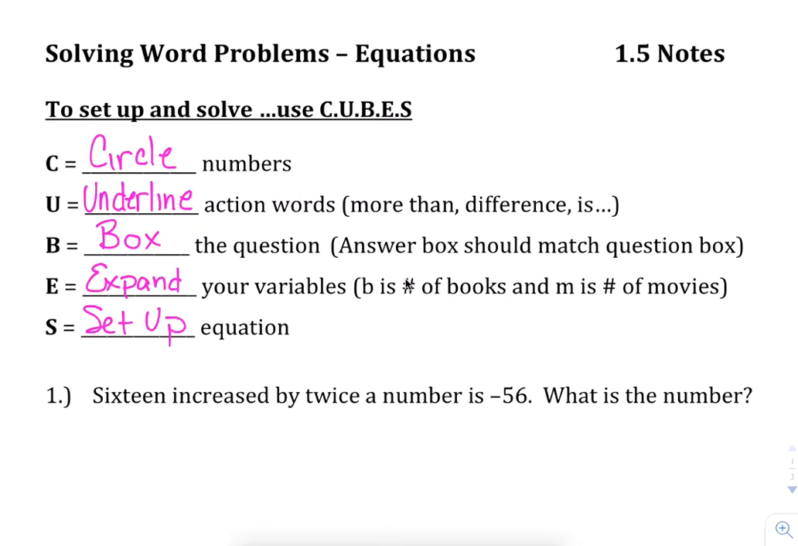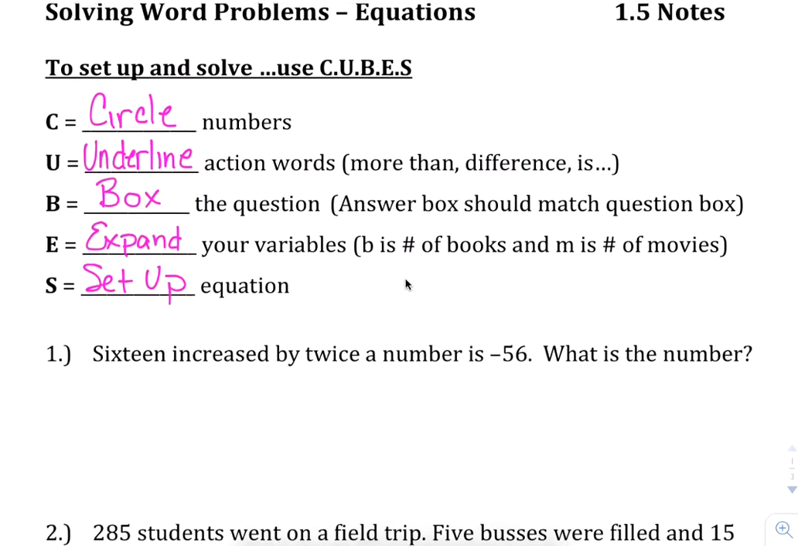Okay, so I've given you a couple things using the acronym CUBES to tell you how to break apart the problem. We're going to circle numbers, underline action words, that's things that tell us an equal sign or to add or to multiply. We're going to box the question so we always make sure we know that we solve it. Expand our variables just means to tell me what the letter means. If it says solve for a number and you want n to be your number, then you'll tell me n is the number. If you want to use x because that looks more algebra to you, that's fine too. Just tell me x is the number. And finally, we're going to set up the equation. So we're going to do all of this before we get to actually solve it.